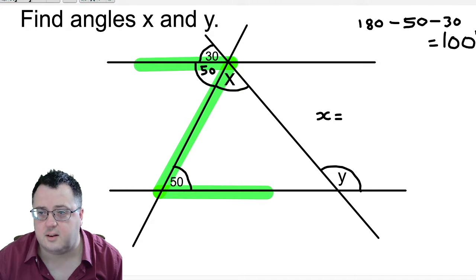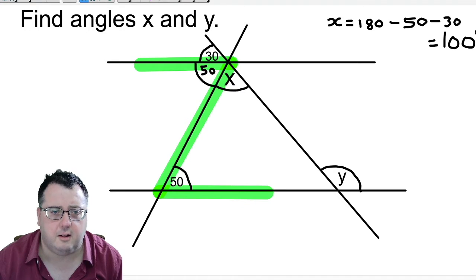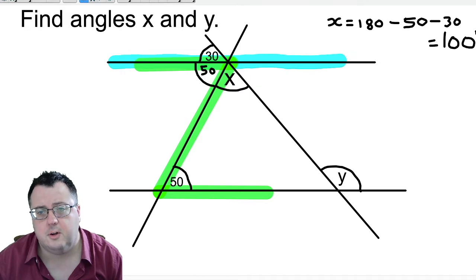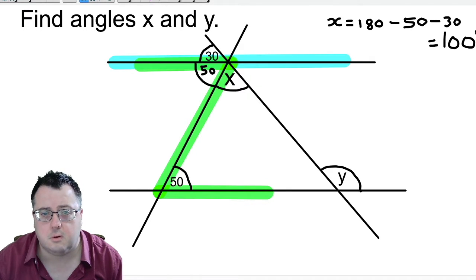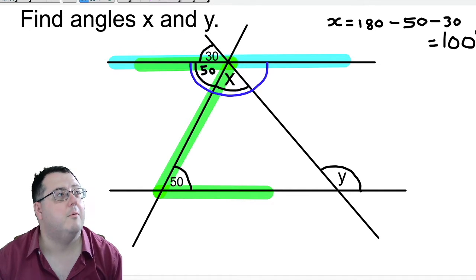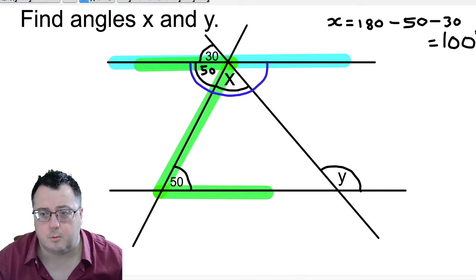I'll leave that up here. So can you see that along the top parallel line, if I change my colour to a nice blue and go along the top, angles on a straight line would add up to 180. So if I show you that there, that angle there would be 180 degrees, which means that this angle here, which we don't know, I'm going to call that question mark, we can work that out.